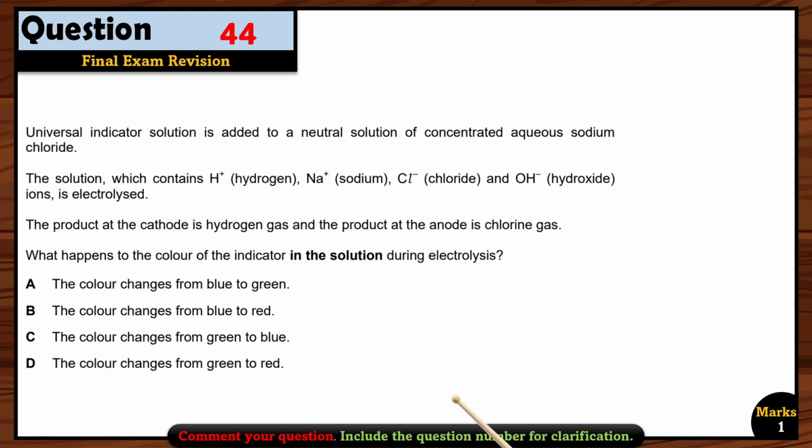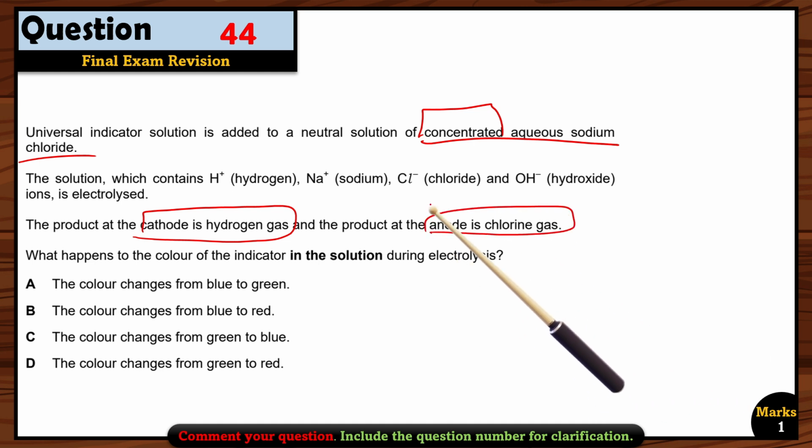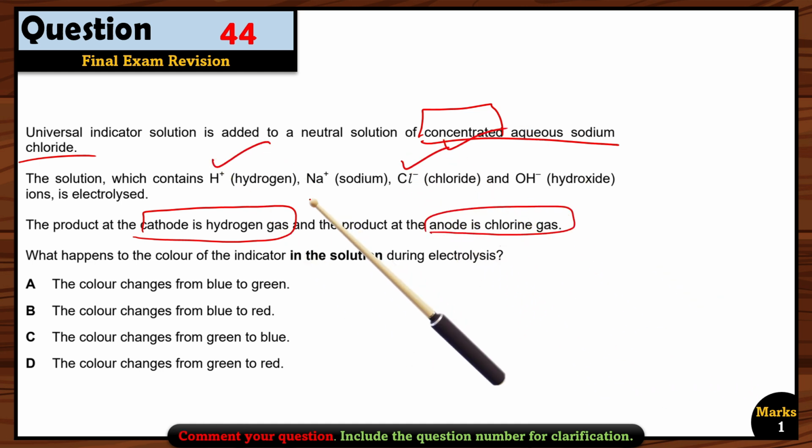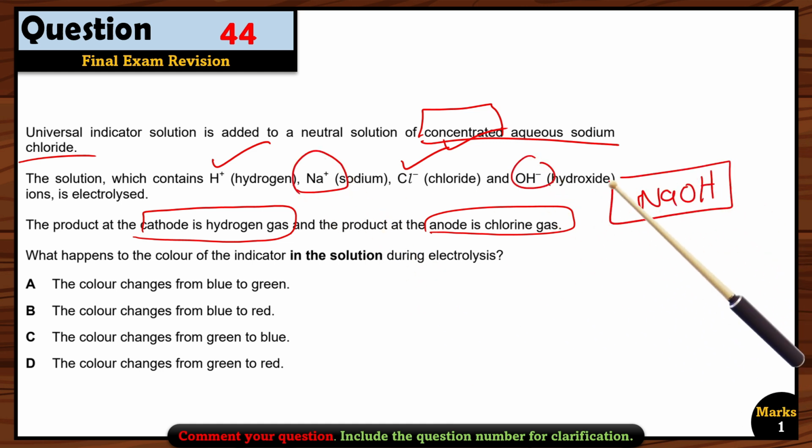Question 44. Universal indicator solution is added to a neutral solution of concentrated aqueous sodium chloride. The solution, which contains hydrogen, sodium, chloride and hydroxide ions, is electrolyzed. The product at the cathode is hydrogen gas. Yes, we know that because it's an aqueous solution. And at the anode, it's chlorine gas. Yes, because it's concentrated. So this one is done, this one is done. We are left with Na and OH, so in the electrolyte we will have NaOH, right?